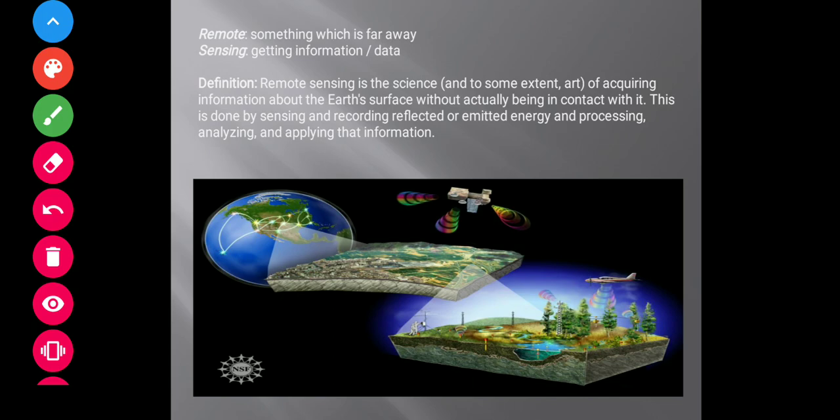Now let us see the definition of remote sensing. Remote sensing is the science and art of acquiring information about the earth's surface without actually being in contact with it. This is done by sensing and recording reflected or emitted energy and processing, analyzing, and applying that information. Now, this definition is sufficient and explains the process of remote sensing. Now, let us see the elements of remote sensing.